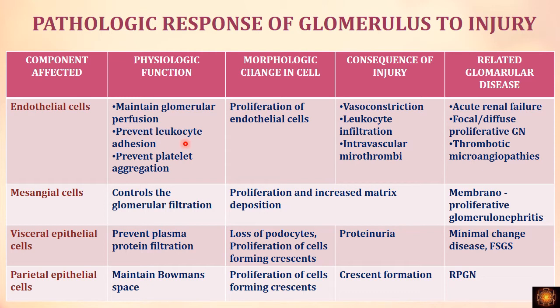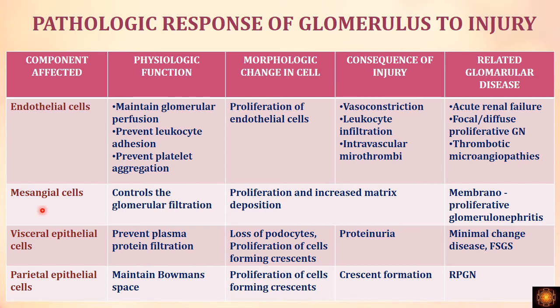So they prevent the leukocyte adhesion, and they even have an anticoagulant property on the surface. So whenever these cells are irritated, they proliferate. The consequence of the injury is there can be vasoconstriction, and because of the expression of the adhesion molecules, there can be leukocyte infiltration, and because of the procoagulant property, whenever they are injured, there can be intravascular microthrombi. So this leads to acute renal failure. This we can see in the focal or diffuse proliferative glomerulonephritis, and intravascular microthrombi we see in a condition called thrombotic microangiopathies. That's about the endothelial cell.